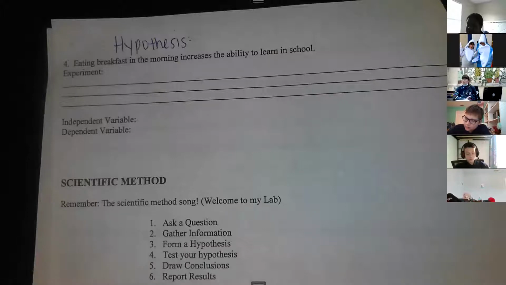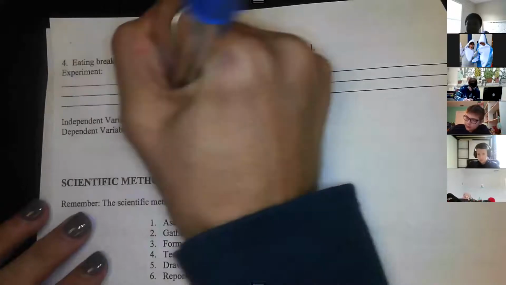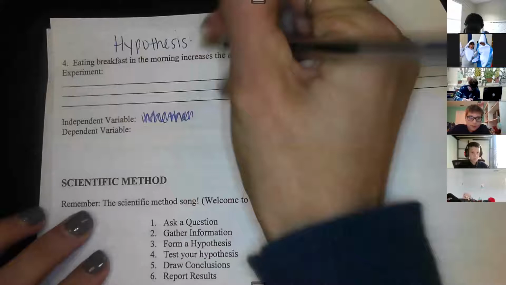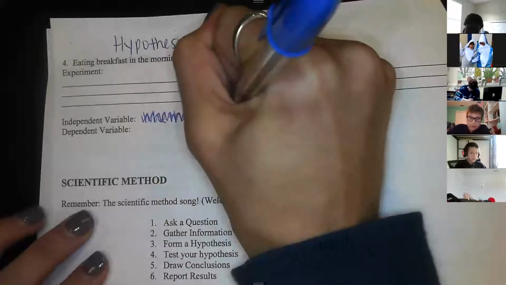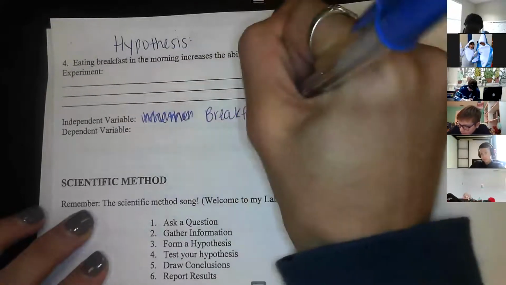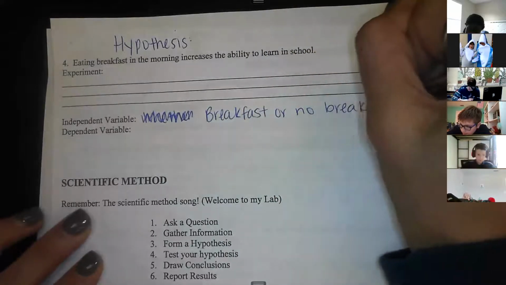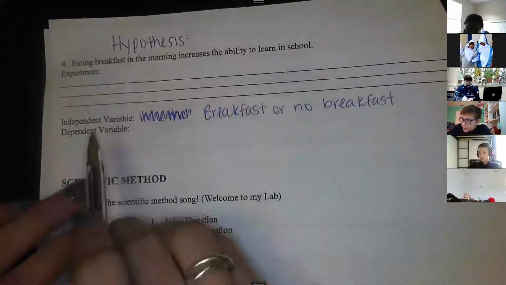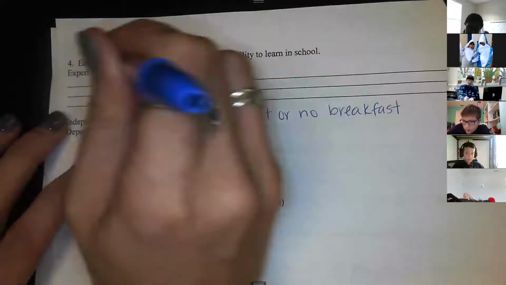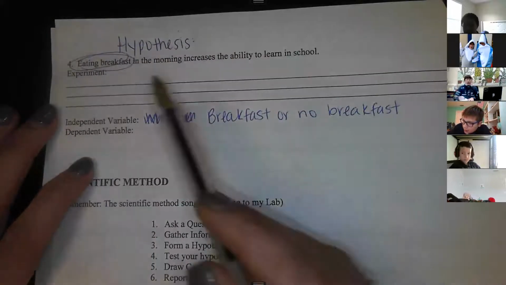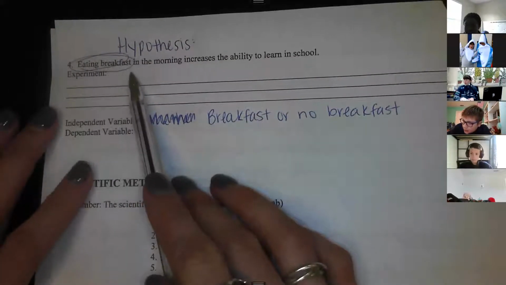Landry? Whether or not they had breakfast. So whether or not they have breakfast. Or we can just write breakfast or no breakfast. And that would be my independent variable because it's the one thing I can control. Like I can change whether or not I eat breakfast in the morning, right?